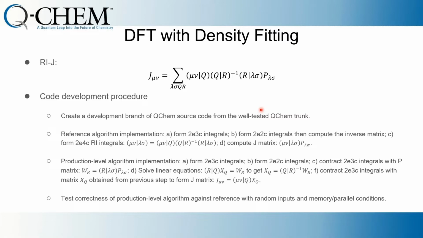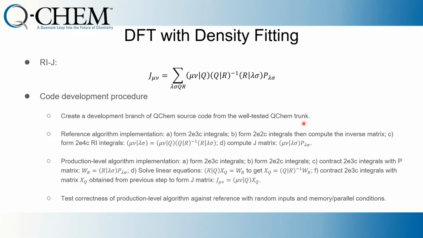I would like to use my current project as an example to show a typical procedure that QChem developers use for code development. First, we start from a development branch created from our well-tested QChem trunk. Then we implement a reference algorithm, which can be existing well-tested code or an algorithm that is extremely simple, without considering integral screening, density screening, parallelism, etc.